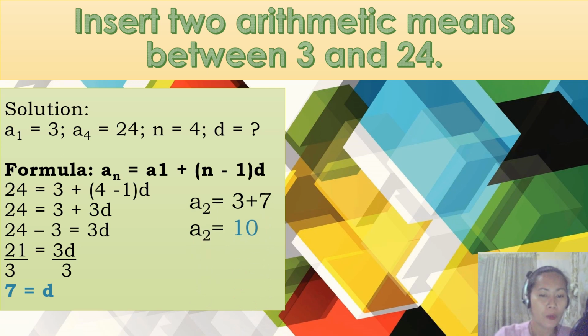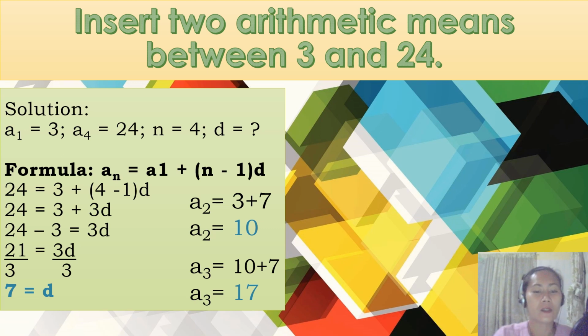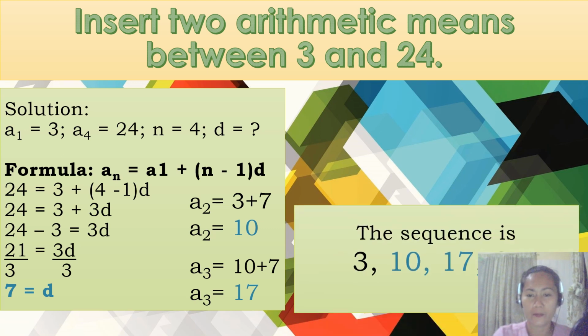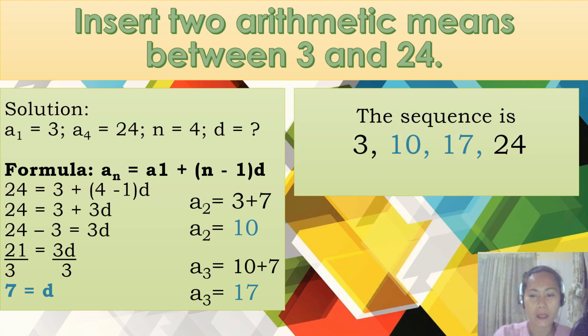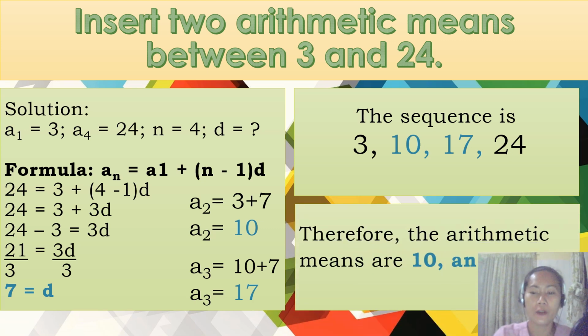A sub 2 equals 3 plus 7, that is 10. And a sub 3 equals 10 plus 7. So a sub 3 equals 17. The sequence is 3, 10, 17, 24. Therefore, the arithmetic means are 10 and 17.